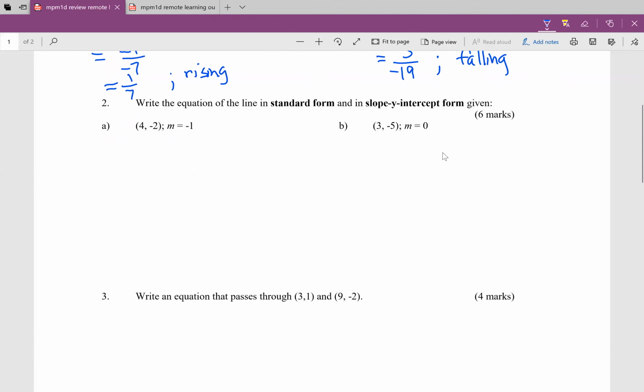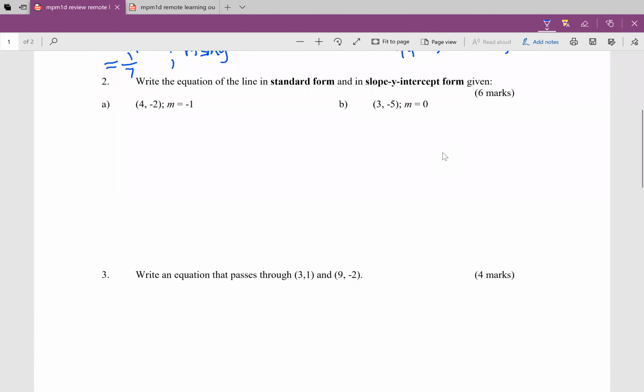Our second question talks about equations of lines in standard form and slope y-intercept form. For question 2a, we have a point and its slope. So really easy. If you had me, or you're just joining us, we have a form called the point slope equation that I like using. It's derived from the slope equation, but relatively easy. We sub it into the equation. y minus -2 is equal to -1 times x minus 4.